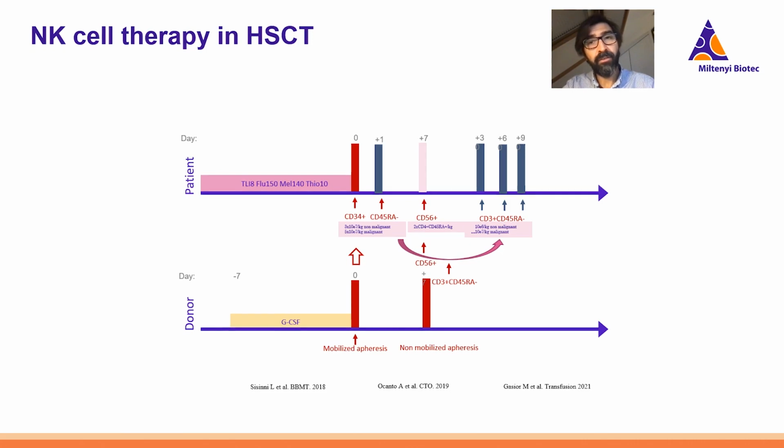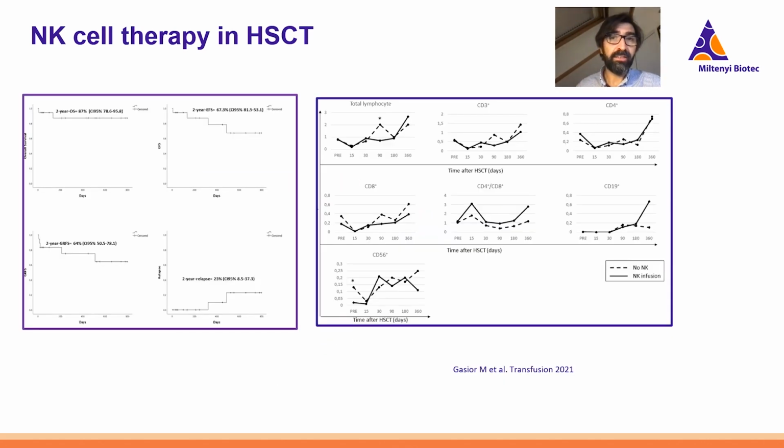The graft has CD45RA negative cells, while NK cells are CD45RA positive, and CD34 positive cells, and we incorporate NK cells at day 7. With this strategy, we have very nice overall survival, 2-year overall survival, with a very low incidence of transplant-related mortality. It means that we have a graft relapse-free survival close to 70% in haploidentical stem cell transplantation, with an incidence of relapse of about 20%.